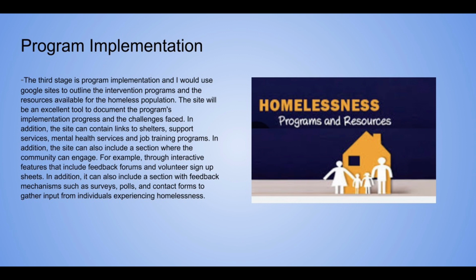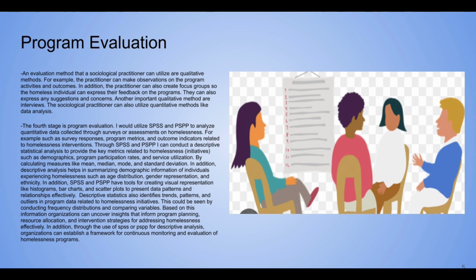The site can also include a section where the community can engage, for example, through interactive features that include feedback forums and volunteer sign-up sheets. In addition, it can also include a section with feedback mechanisms such as surveys, polls, and contact forms to gather input from individuals experiencing homelessness. The fourth stage is program evaluation.